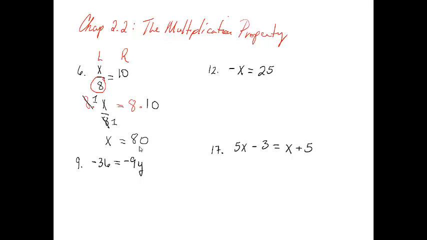Okay, you can quickly check this. Just plug 80 in for x. So that would be 80 divided by 8 is 10, so it works. So x equals 80 is the solution to this equation. Alright, let's move on to number 9. Negative 36 equals negative 9y.